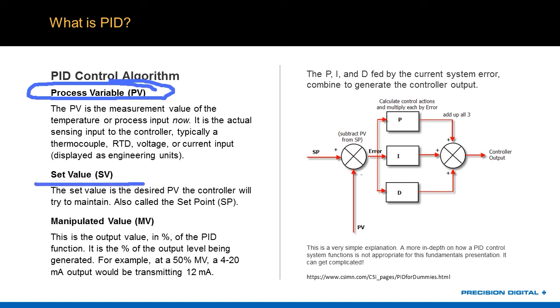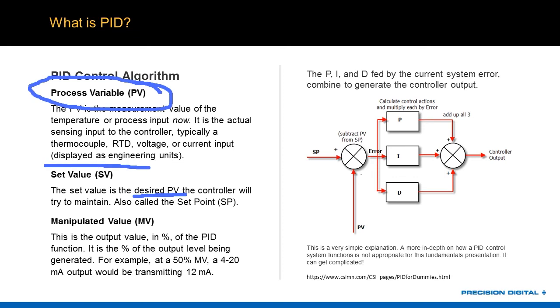Then you have your set value, or your SV, or perhaps your set point, which is an SP. It's all the same thing, the SV, the SP, just different terms people use. And this is the desired process variable. So if this is your actual temperature, this is what you want the temperature to be.